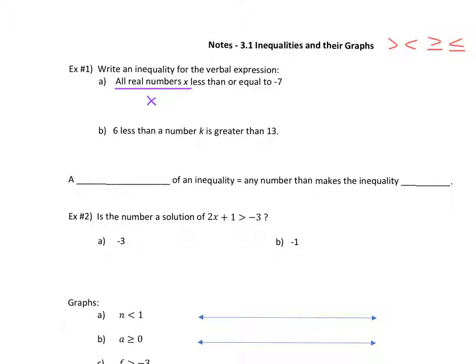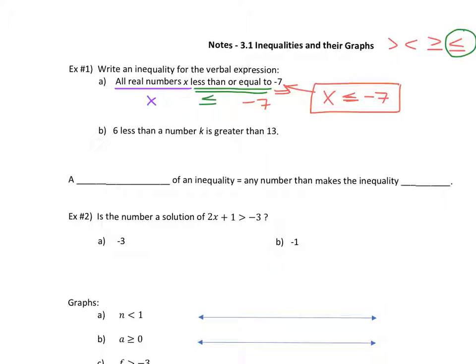So all real numbers x, okay? Then it says less than or equal to. What is that? Is that one? Which one? The third one. No, that's greater than or equal to. It's the fourth one. It's this symbol, right? So x less than or equal to, and then you have -7. Okay? So my expression right now is x is less than or equal to -7. That would be what you write for that sentence.